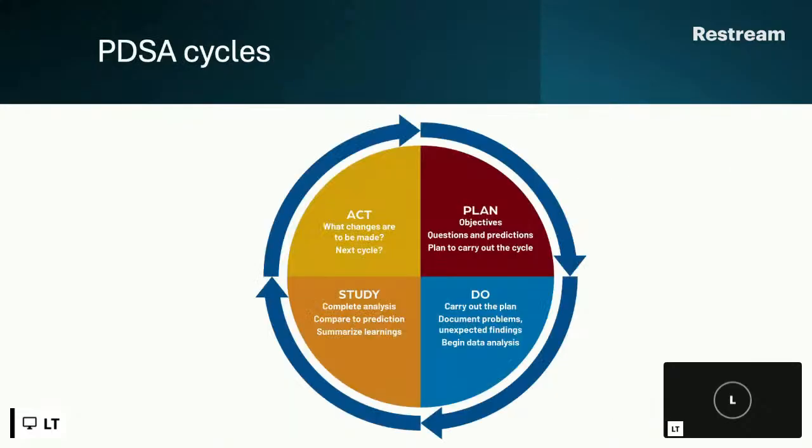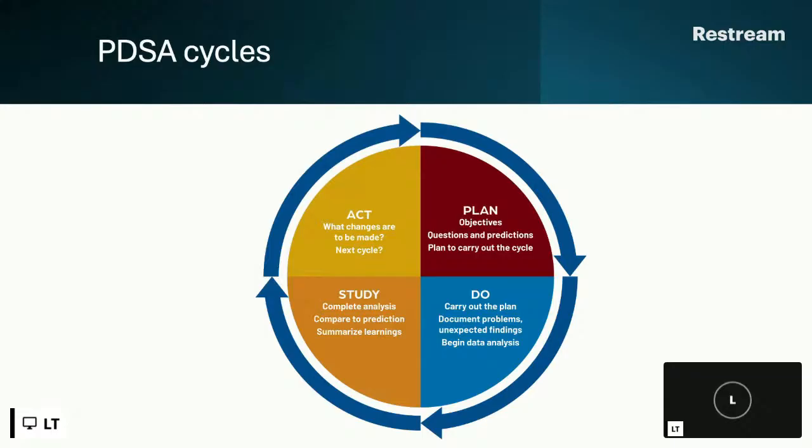And then you start your official PDSA cycles, your plan, your do, your study, and your act. So you plan the change and you predict the outcome. You carry out the plan, you document the problems, you write down your findings, you begin your data analysis, and then you study, you analyze the data, you compare it to the prediction, you summarize the learning, and then you act and decide whether to adapt or to abandon the change. Then you think, okay, is this working? Can I expand on the current PDSA cycle?